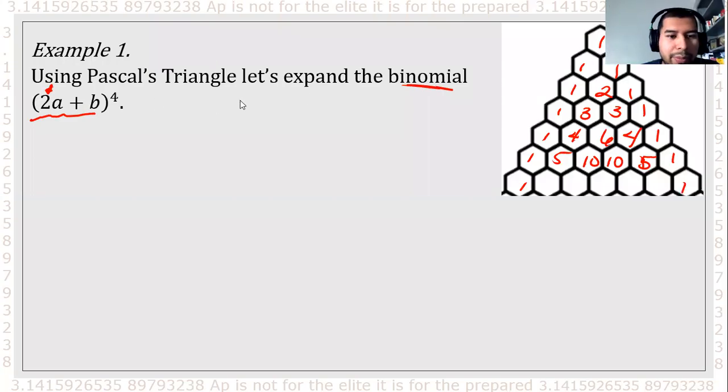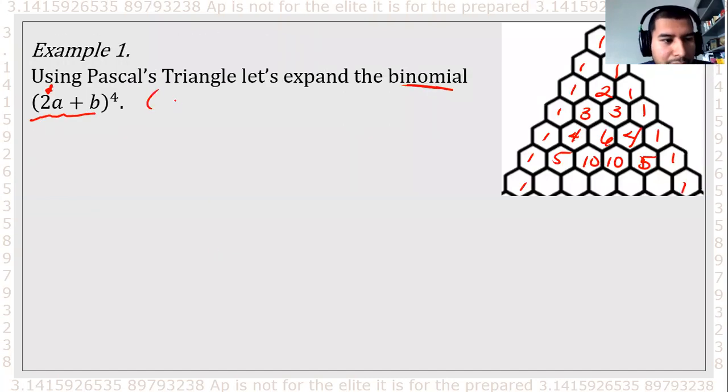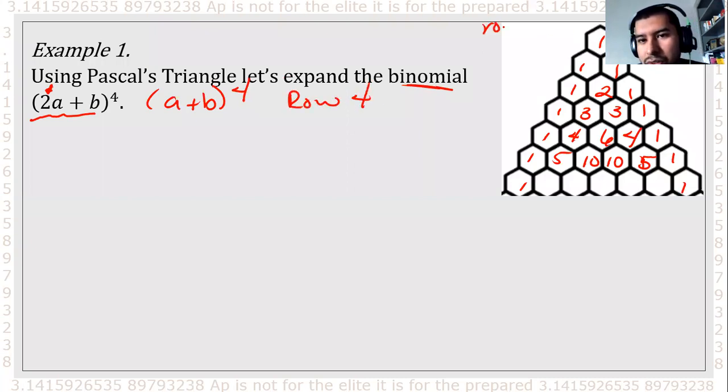This right here will be pretty similar to what we saw on Monday. So I can easily look at this and say, hey, this reminds me a lot of (a plus b) to the 4th power. So I'm going to use that, and that's telling me row 4. And I know my rows start with 0, which is this one, row 1, row 2, row 3, and row 4. So I'm going to be using these numbers right here, the 1, the 4, the 6, the 4, the 1.